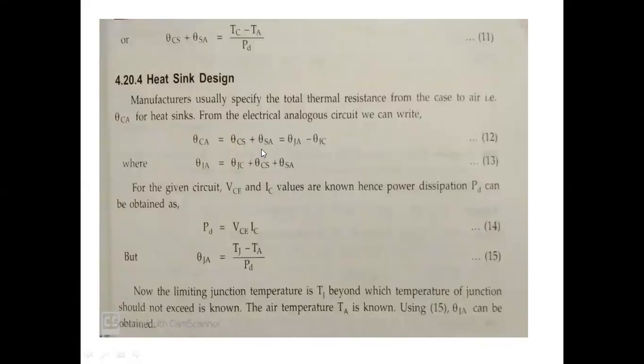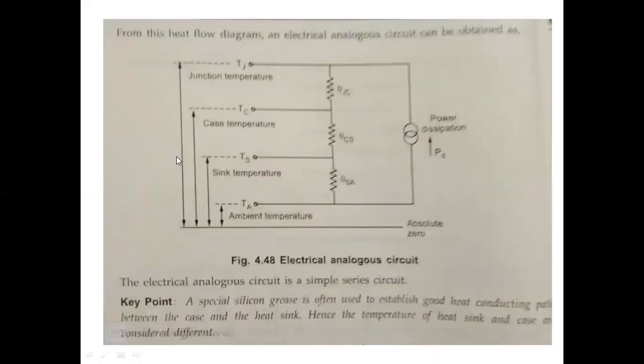Okay. So for the given circuit, VCE and IC values are known, hence power dissipation PD can be obtained. We know from the starting, what is power dissipation? Power dissipation PD is equal to VCE into IC. And theta JA is equal to Tj minus Ta by PD. So we can calculate the PD value by the use of VCE and IC, or we can also calculate the PD value by the use of this equation. Okay, so this is about the heat sink formula and heat sink design.